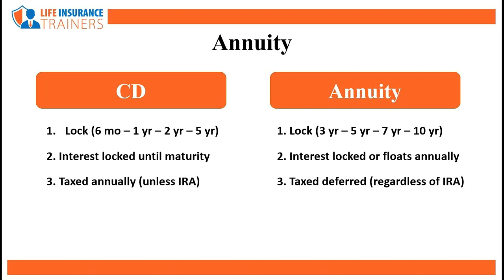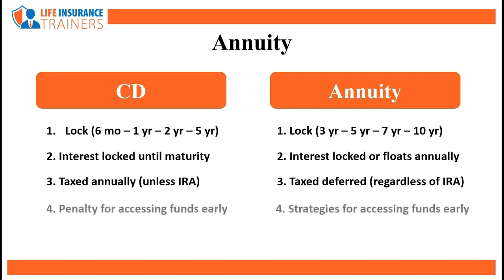Now, remember, there are some stipulations. Annuities can and will be penalized for withdrawing the money prior to age 59 and a half. So make sure you understand the ins and outs of an annuity and the surrender penalties. Those are important. Now, a CD, you would be penalized for accessing your funds early. Same thing with an annuity. You could be penalized for accessing your funds early.